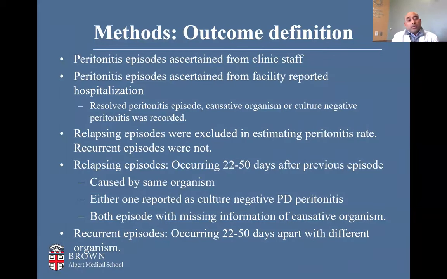So relapsing peritonitis episodes were excluded in this calculation, but recurrent peritonitis episodes were not excluded. A relapsing episode is an episode of peritonitis occurring 22 to 50 days after the previous episode, caused by the same organism, or where either the first or the second episode was culture negative, or both were culture negative. Recurrent is occurring within 50 days, but with a different organism. Again, relapsing episodes were not included in this calculation.